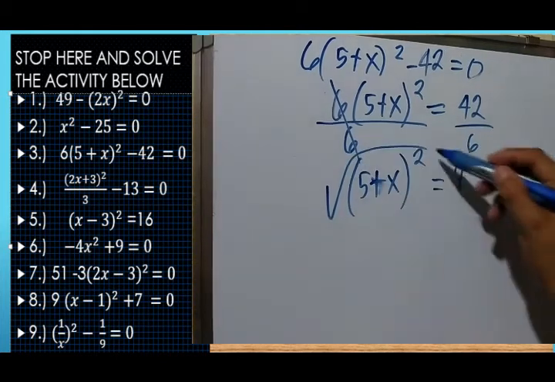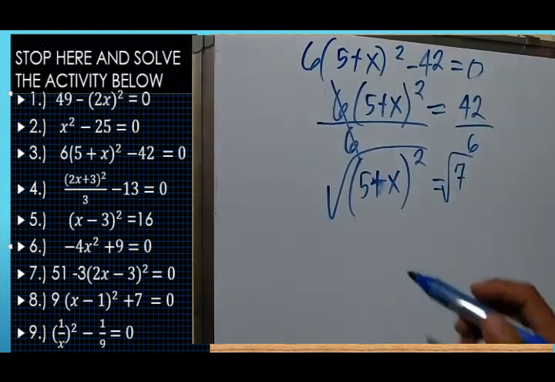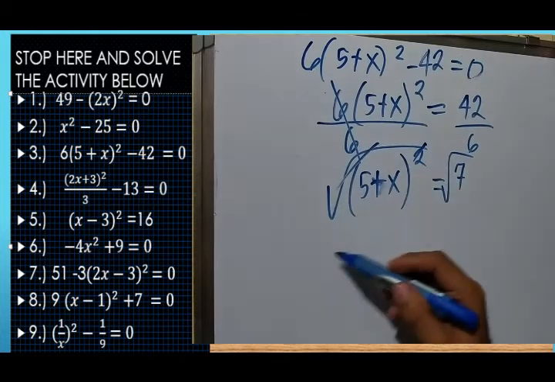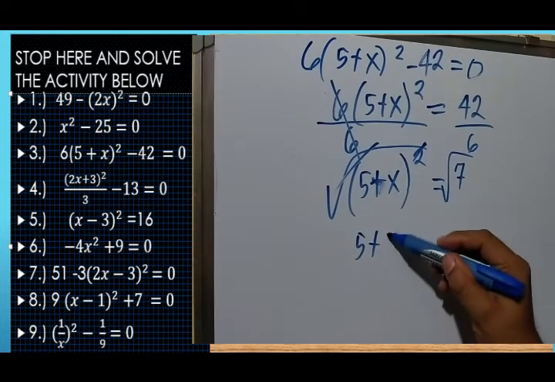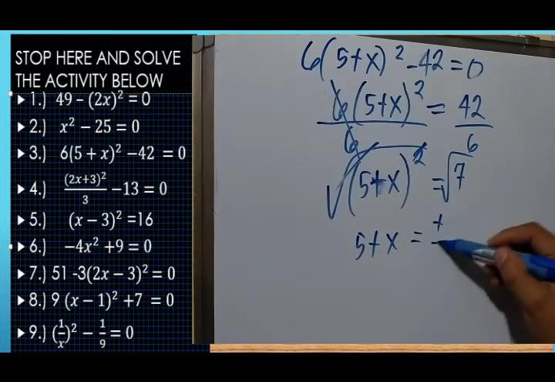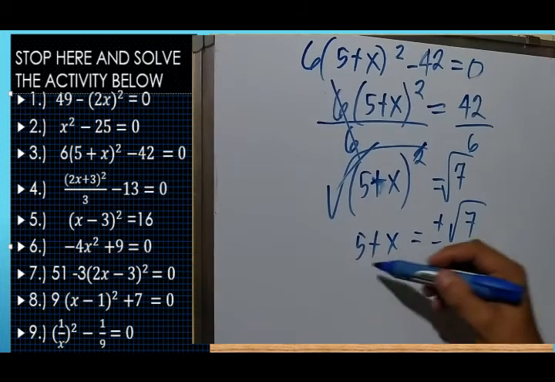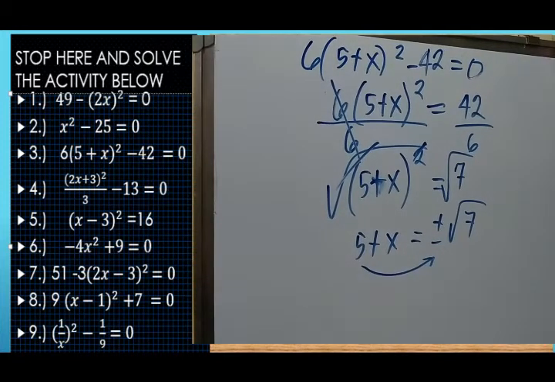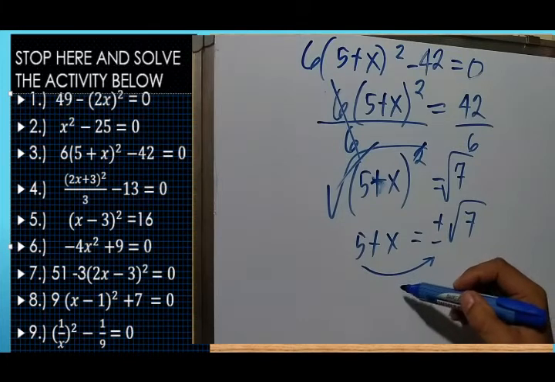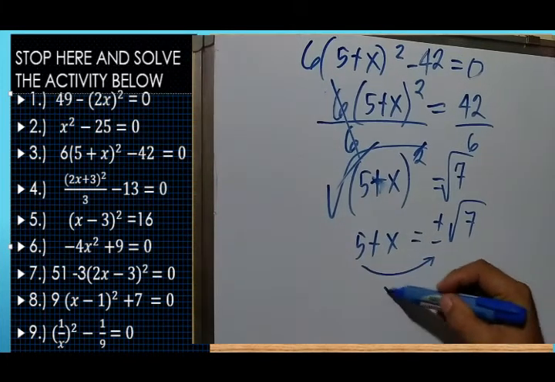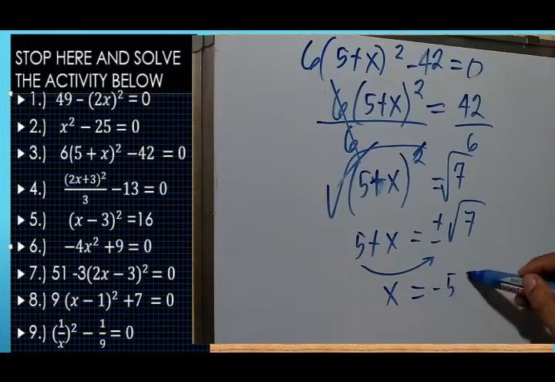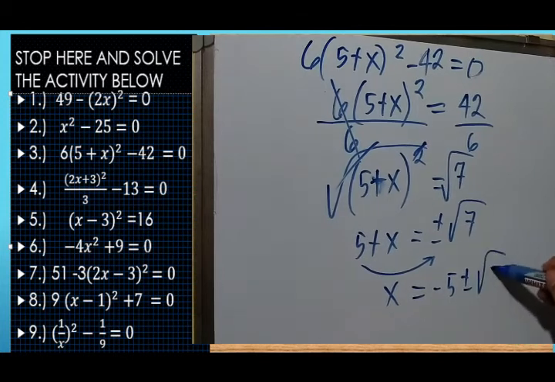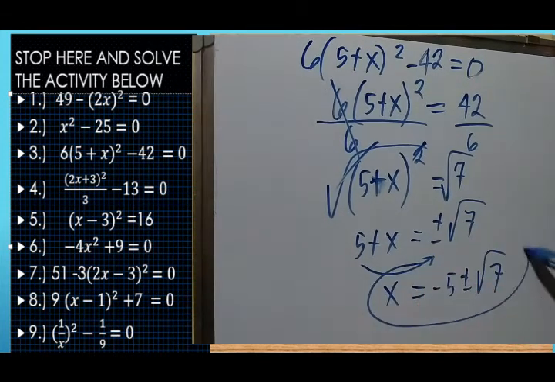Then apply the square root property, extracting the square root on both sides. Cancel. We now have 5 plus x is equal to positive negative square root of 7. Then isolate x. So we now have 5 would become negative 5 plus minus square root of 7. So these are now the values of x.